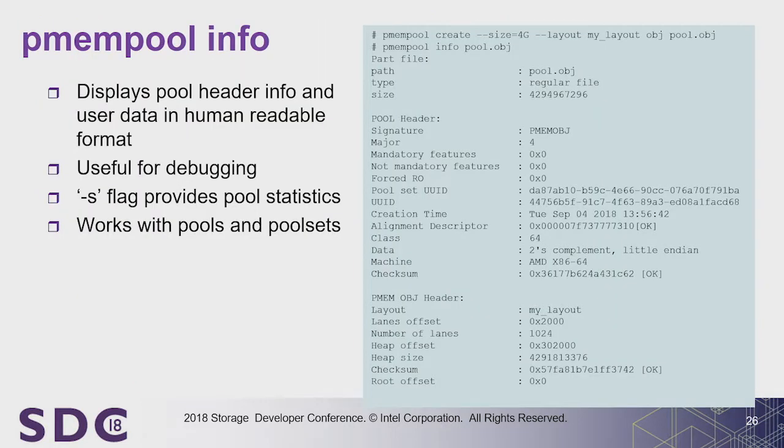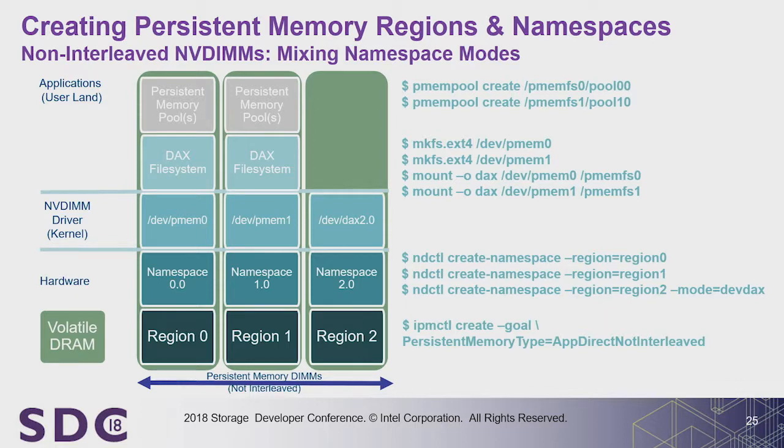So once you've got to persistent memory pools, how do we create those? Well, I've given you a couple of examples here of how to create them. Yeah? I wondered why you would have different regions, but not separate DIMMs for each region. Why would you not interleave them? Why would you do that?